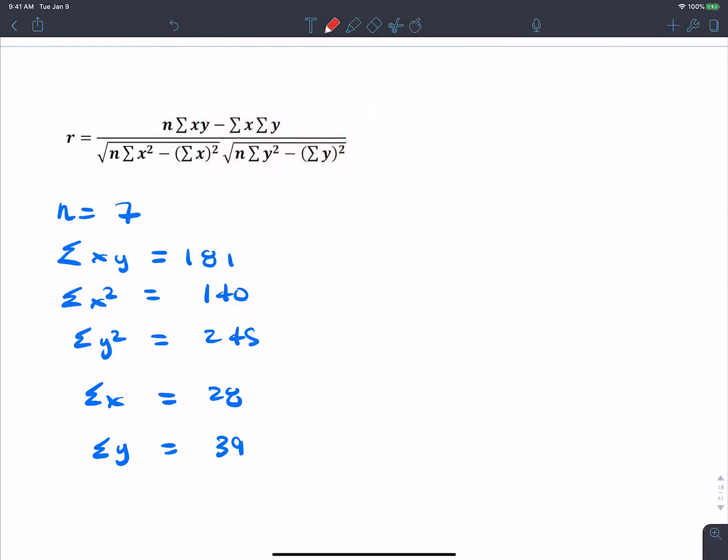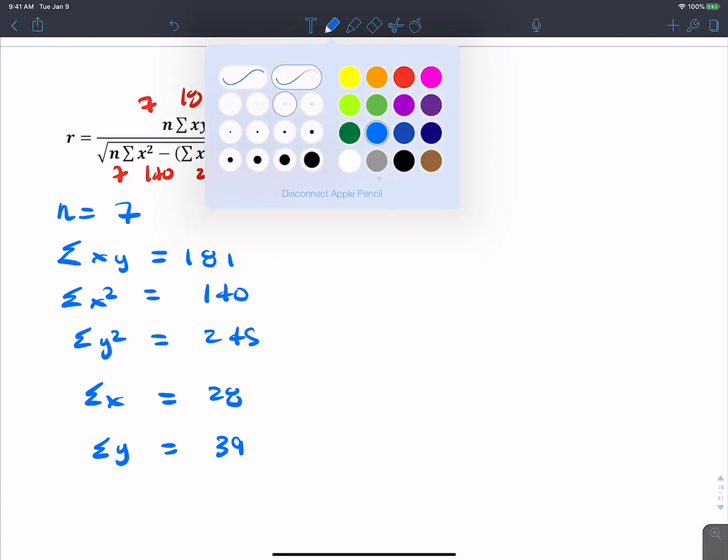So in here, 7, 181, 28, 39, 7, 140, 28 squared, 7, 245, 39. Don't forget, with those values at the end, you square them. That's a power of 2. Okay, don't forget that.